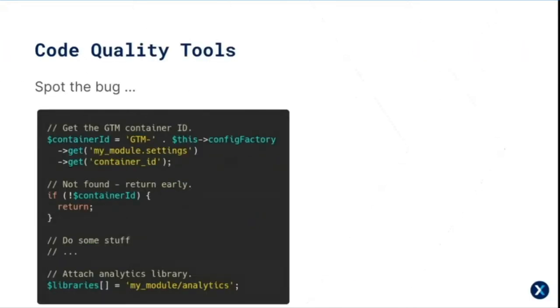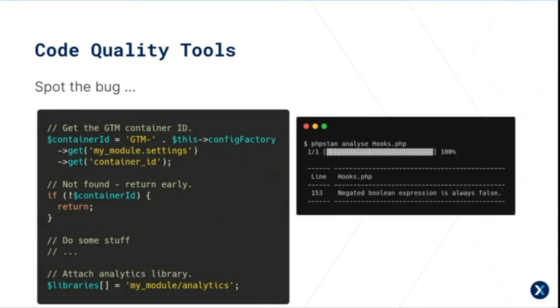So here's an example from a project where I recently added PHPStan. And I don't know if anyone can spot the bug here. So what the code is doing is we're looking for a config value for our GTM container ID. If it's not found, we're just going to return. We don't care anymore. If it is found, then we're going to do some stuff. Doesn't matter what it is. And then we're going to attach our custom analytics library to the page.